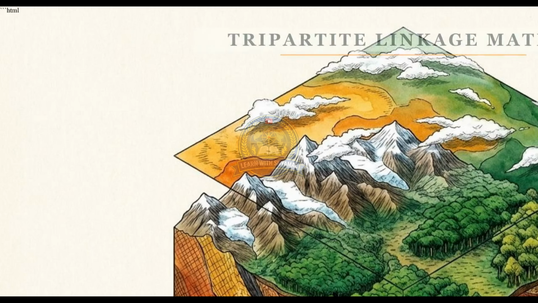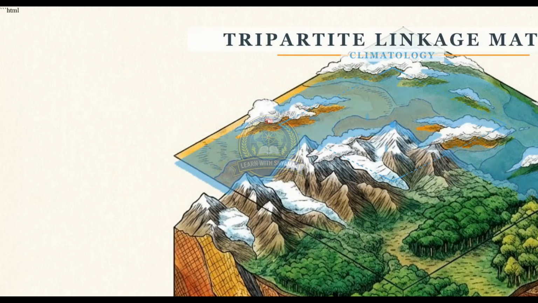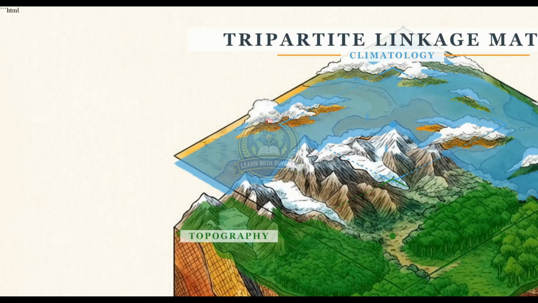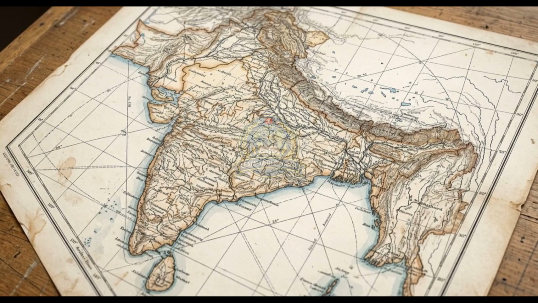We can map every resource by applying the tripartite linkage matrix. This framework uses 3 geographic baselines: geological history, or rock type, climatology, meaning precipitation, and topography, the physical relief. The overlapping of these 3 layers mathematically dictates exactly where a specific resource must exist. Applying this systemic framework provides the physical logic needed for advanced spatial analysis.